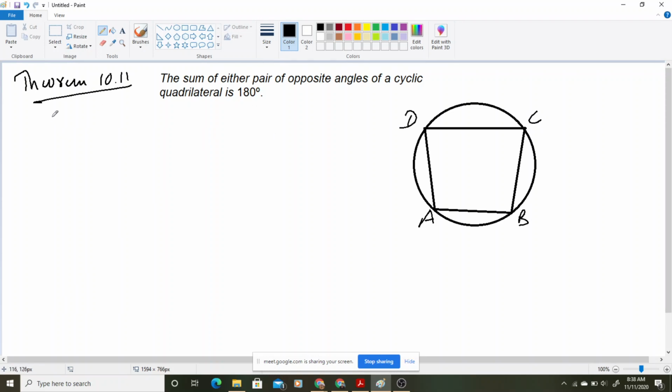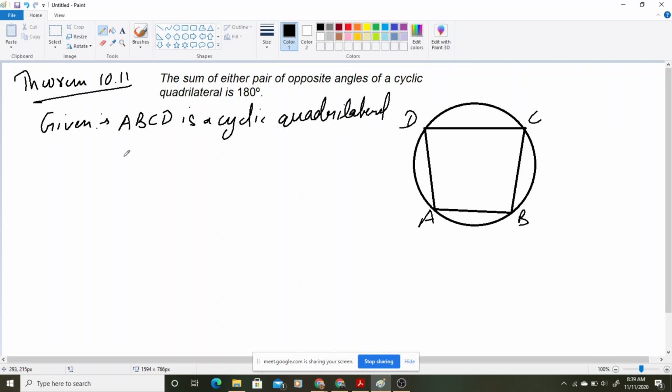See, when you are going to write the given part, what you will be writing in given, that A, B, C, D is a cyclic quadrilateral. Okay, this is the thing you will be writing. A, B, C, D is a cyclic quadrilateral. Then what you need to prove? तुम्हें प्रूव क्या करना है? You have to prove that the sum of either pair of opposite angles is 180.